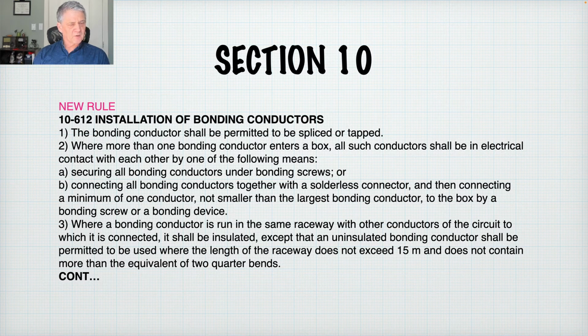Where a bonding conductor is run in the same raceway as other conductors of the circuit which is connected, it shall be insulated, except that an uninsulated bonding conductor shall be permitted to be used where the length of the raceway does not exceed 15 meters.